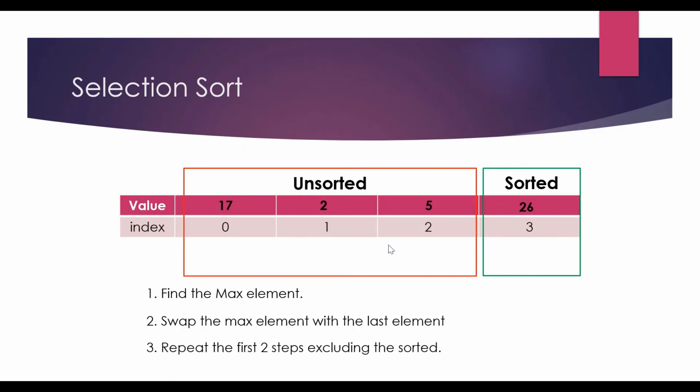The only thing we need to do is to repeat the same first 2 steps on the unsorted part of that array. So once we switched the places, we had the maximum element at the end of the array. This part is already sorted. We only need to worry about this part, which is the unsorted part of that array. So we'll repeat the first 2 steps, which is finding the maximum element and swapping the maximum element with the last element. However, the last element now is not this one. The last element is the one we have in the unsorted array part.